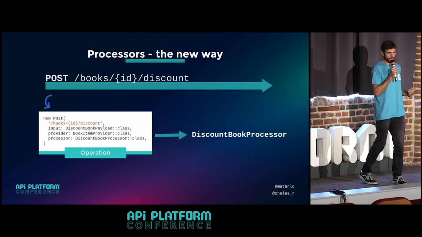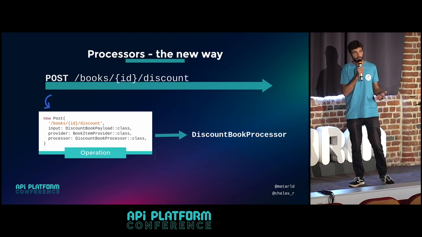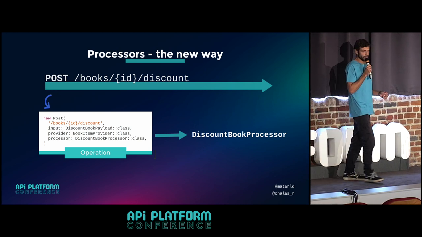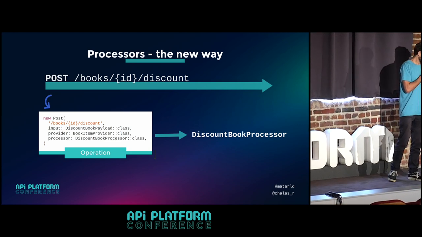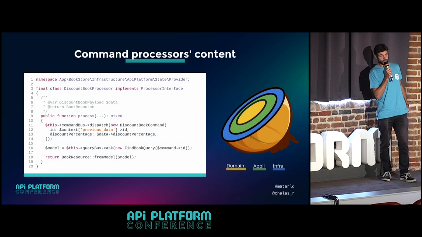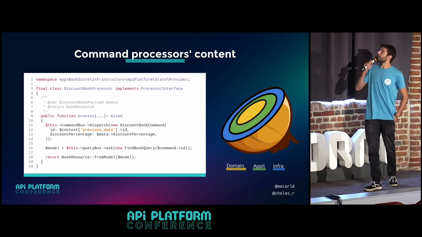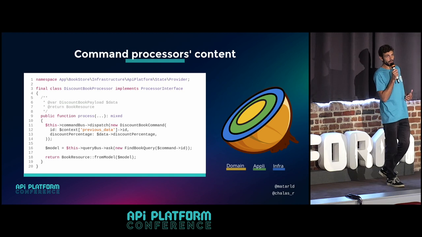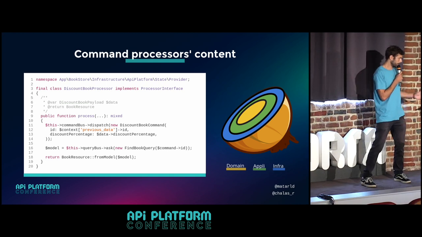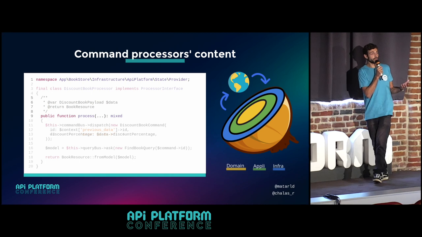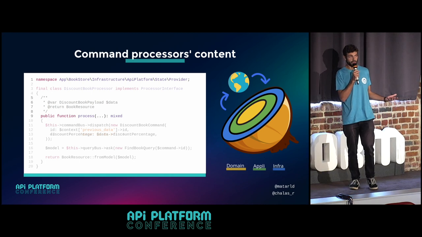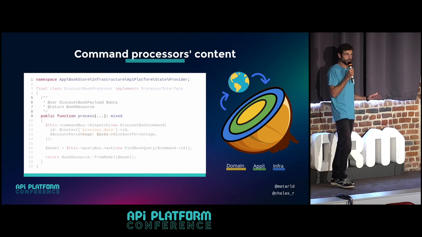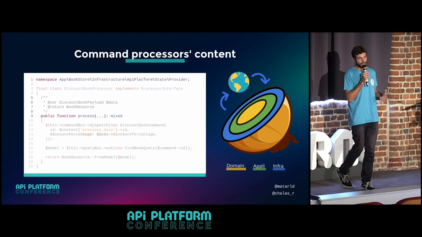So now let's say we will create a discount book processor. We'll just have to specify it under the post operation, of course, and that's quite simple. About the behavior, the command processor will globally work the same as the query providers do. Here, of course, the discount book processor will have to communicate to the outside world. That's why it's located under the infrastructure layer and deals with infrastructure objects such as a payload and the resource.